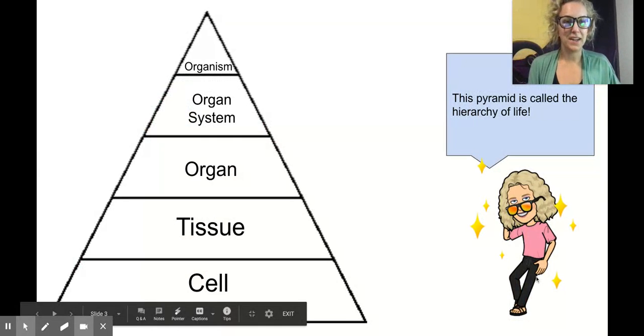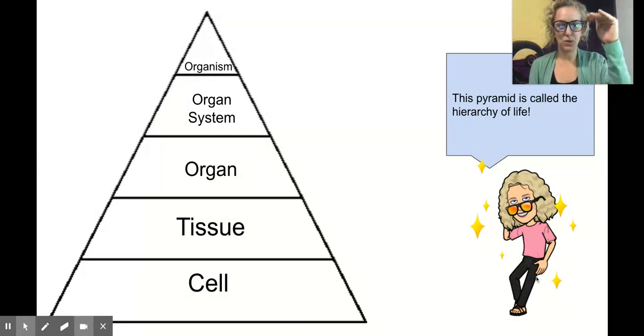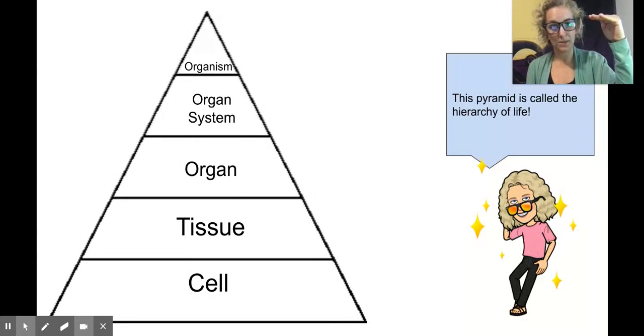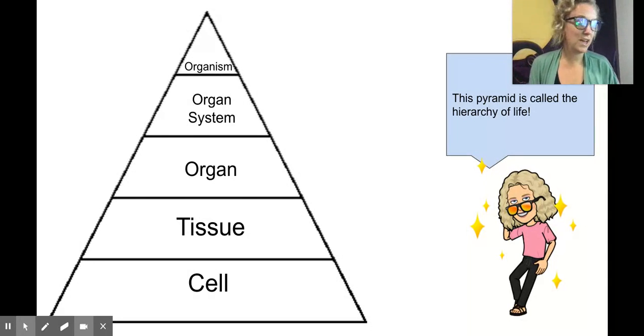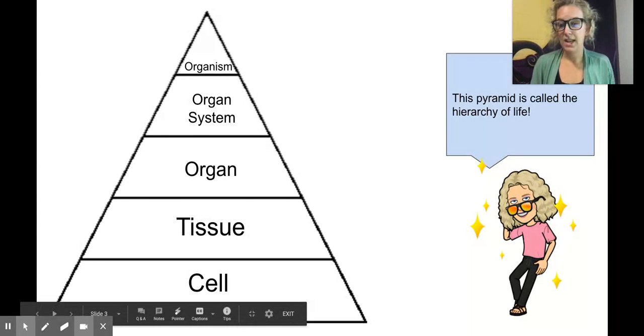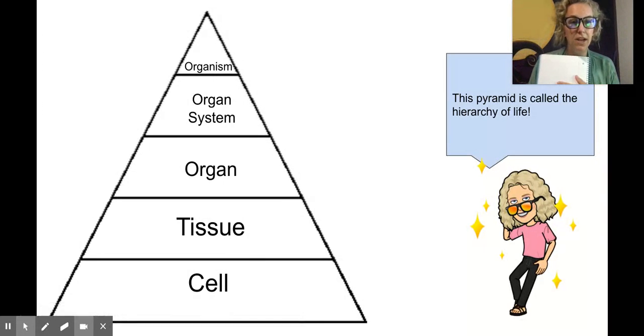Here's a pyramid that kind of shows how that organization works, with the very base level of life being built by cells. Cells build tissues, tissues build organs, organs build organ systems, and organ systems make up the organism. This pyramid is called the hierarchy of life. Now, if you were to pause right now in your notes, now would be a great idea to take your pen or pencil and copy down this pyramid. Okay, so I'm going to do that now.